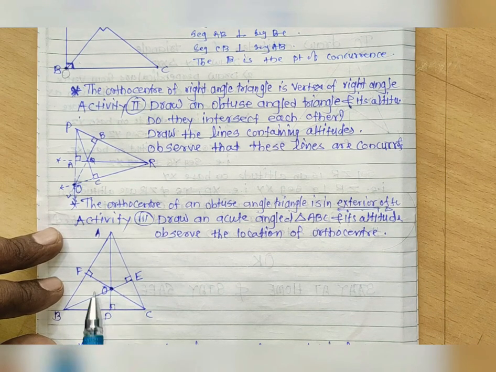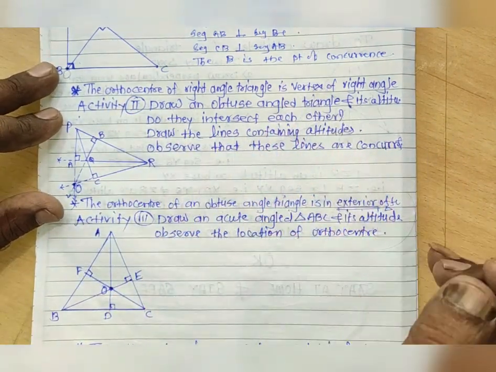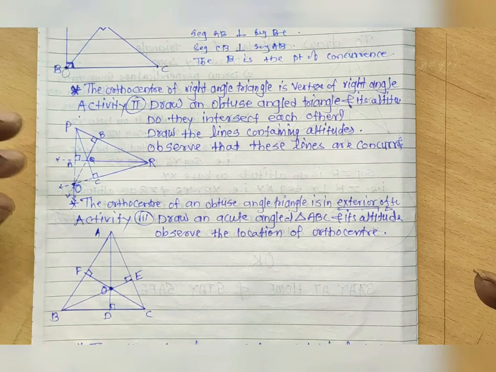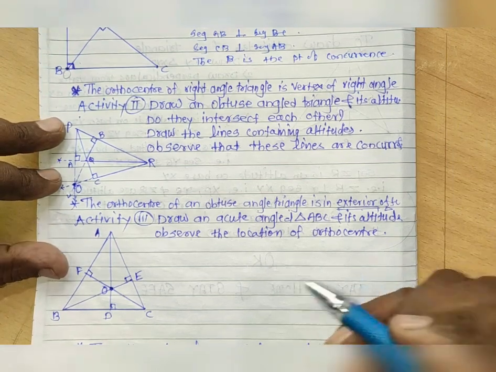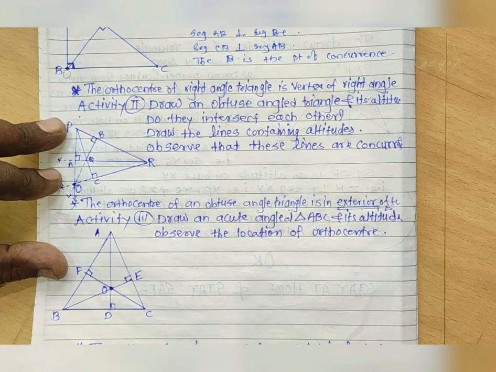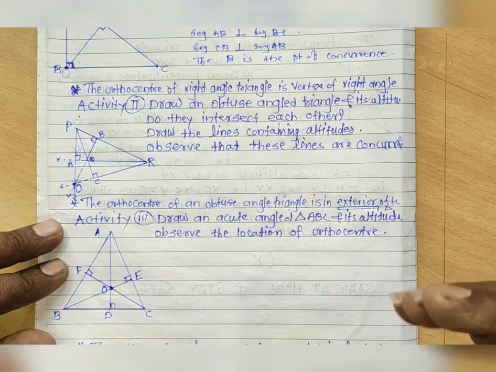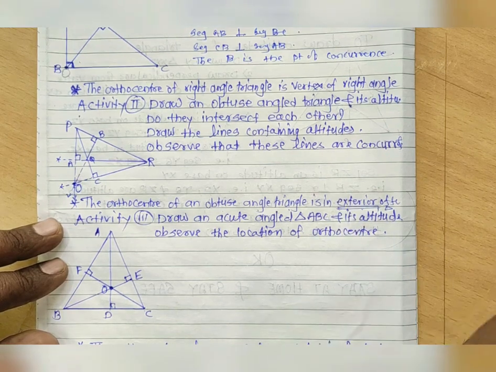In this way, in case of a right angle triangle, the orthocenter of the right angle triangle is the vertex of the right angle. In case of an obtuse angle triangle, the orthocenter is in the exterior of the triangle, and in case of an acute angle triangle, the orthocenter is in the interior of the triangle.